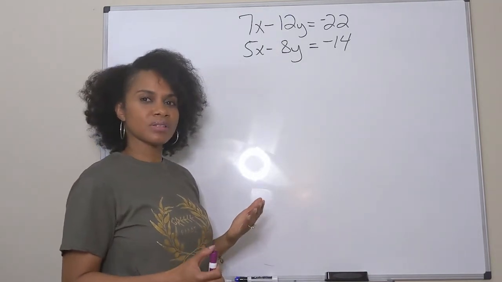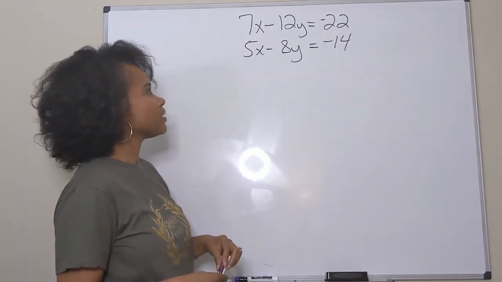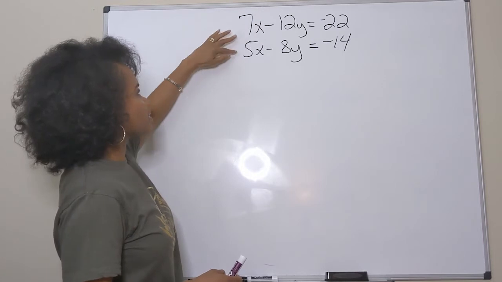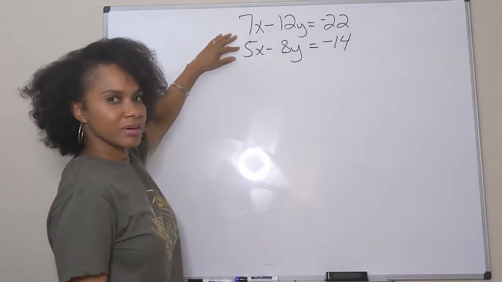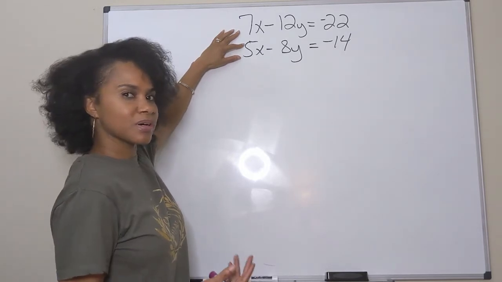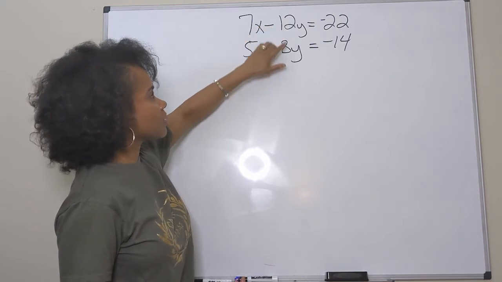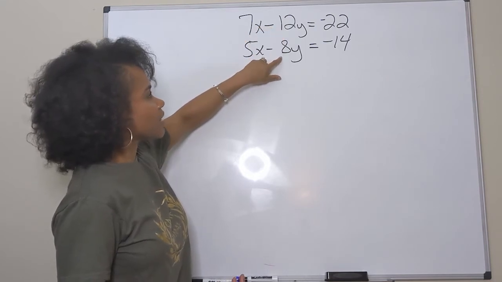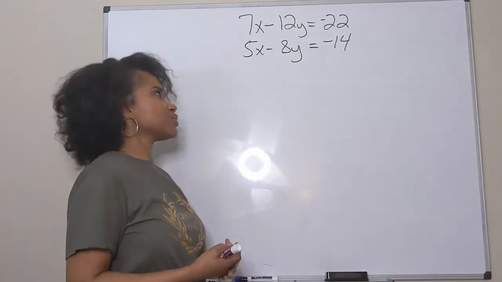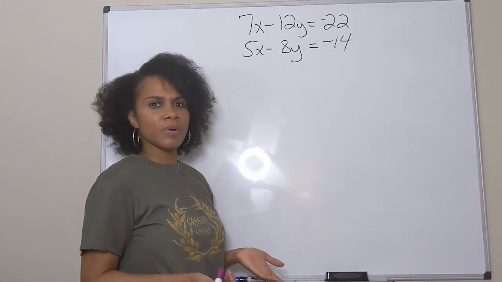So I want to look to see what common multiples I have. So right here, I have a 7 and a 5. So my common multiple would be 35 because both 7 and 5 have a multiple of 35. But right here I have a 12 and an 8. My least common multiple between these two would be 24. So I'm actually going to use my y values because I want just a smaller least common multiple.